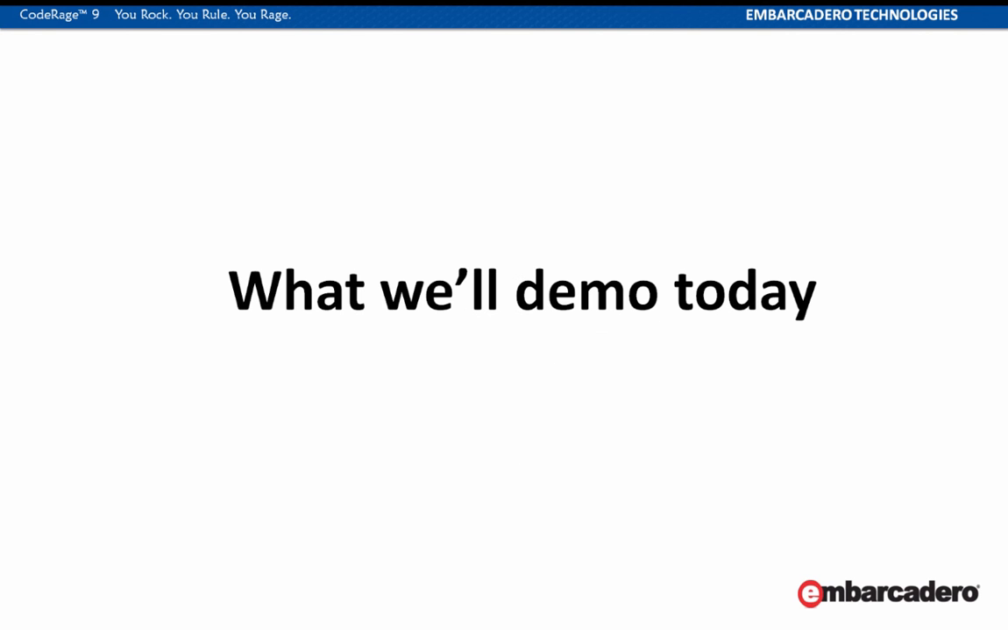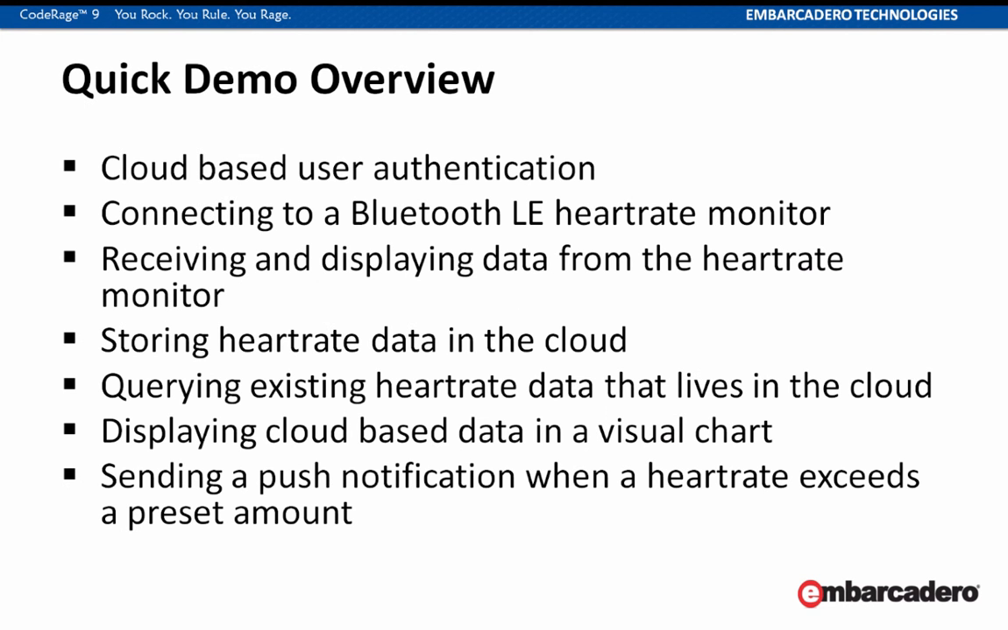So let's talk about what we're going to demo today. We're going to show how to add cloud-based user authentication to your application and how to connect to a Bluetooth LE heart rate monitor, how to then take that data you're receiving from the heart rate monitor and store it in the cloud. After it gets stored, we're also going to query that existing data that lives in the cloud and display it on a chart that gets updated every second to show the current heart rate data as well as the historical heart rate data. And then we're also going to send a push notification to the medical professional based on a specific heart rate.